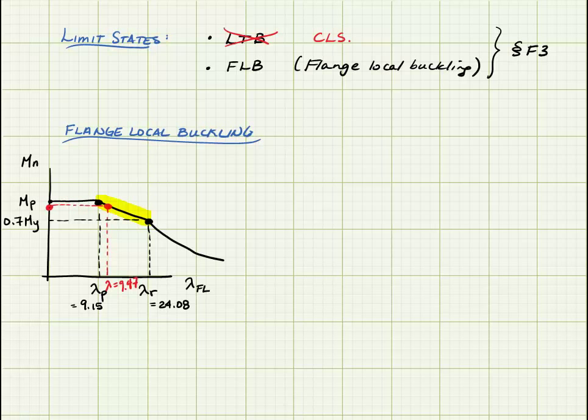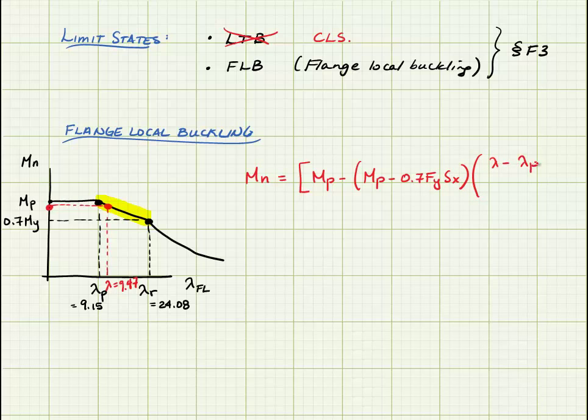So I'm going to write that expression out. The nominal moment capacity for flange local buckling is the plastic moment strength minus the quantity: plastic moment capacity minus 0.7 Fy Sx, times lambda minus lambda p for the flange, divided by lambda r for the flange minus lambda p for the flange. And this is equation F3-1.